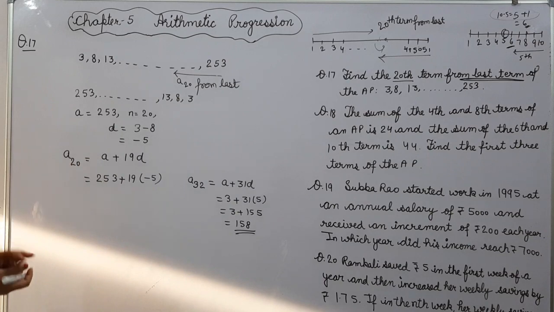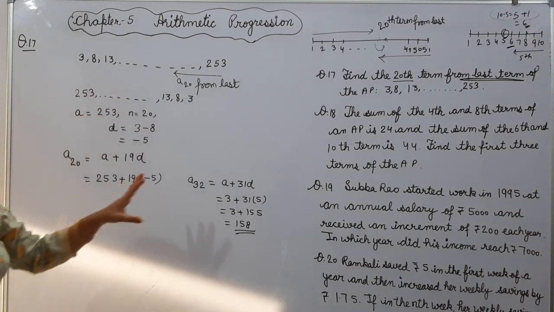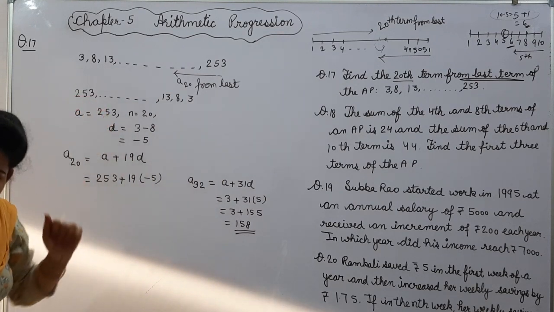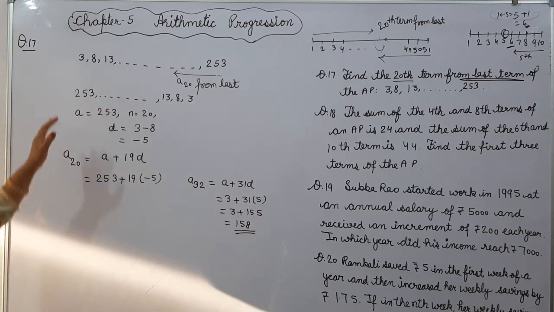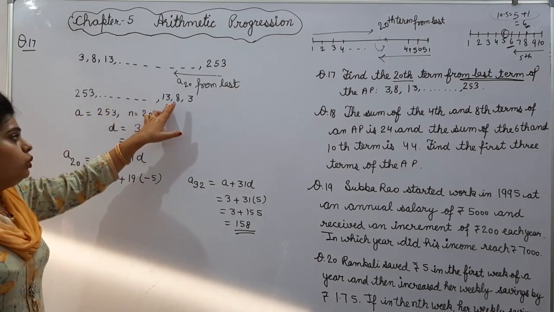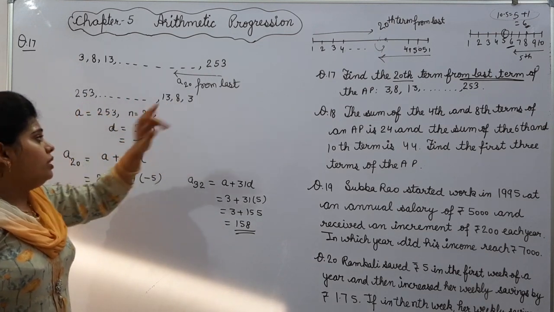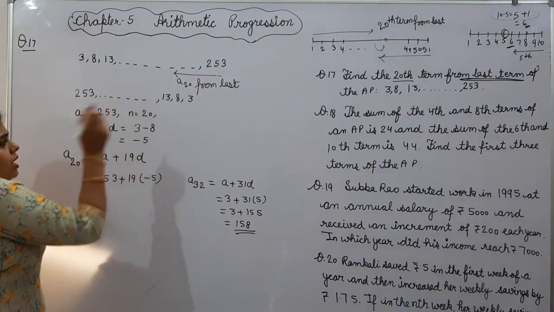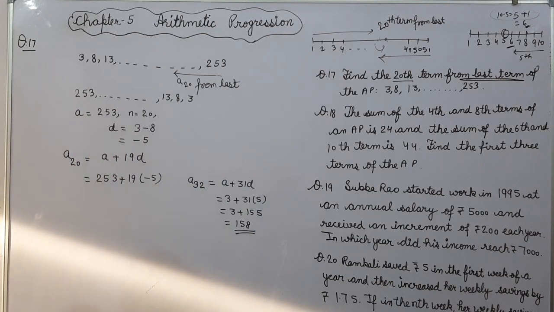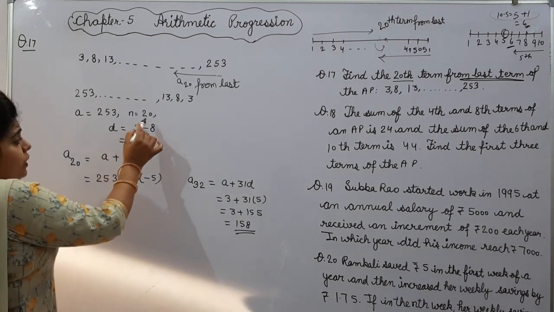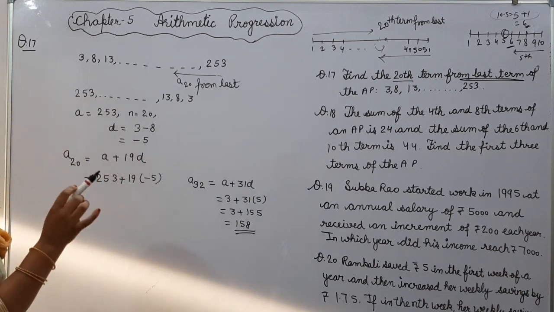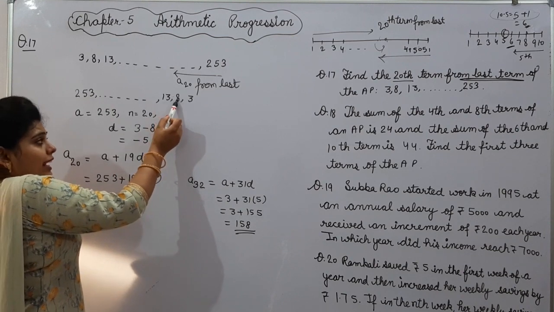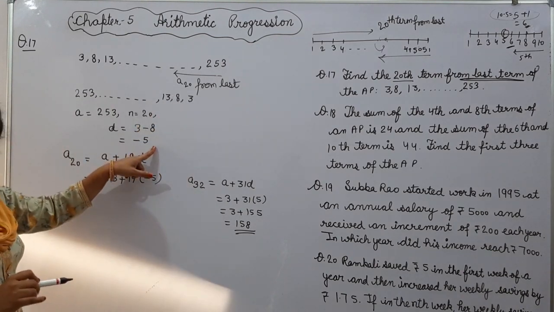Yes dear students, what I have done, I have reversed the AP. This is the second method of the 17th question. हम क्या करेंगे, यहाँ पे AP को reverse कर देंगे. On reversing the AP, what will we get? 253 and up to 13, 8 and 3. So in this case, this 253 will be our first term and 3 will be our last term. Yes or no? But we have to find the value of the 20th term. Then D is equal to 3 minus 8, or we can find 8 minus 13. We will get the same value, minus 5.